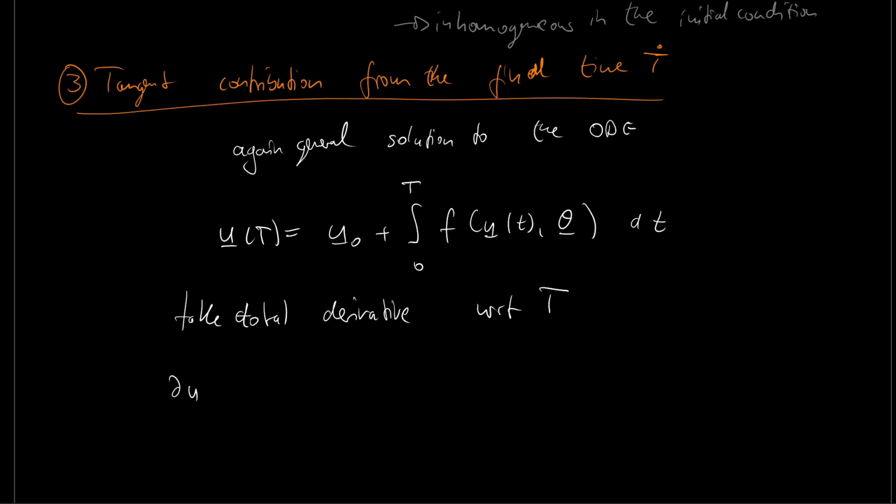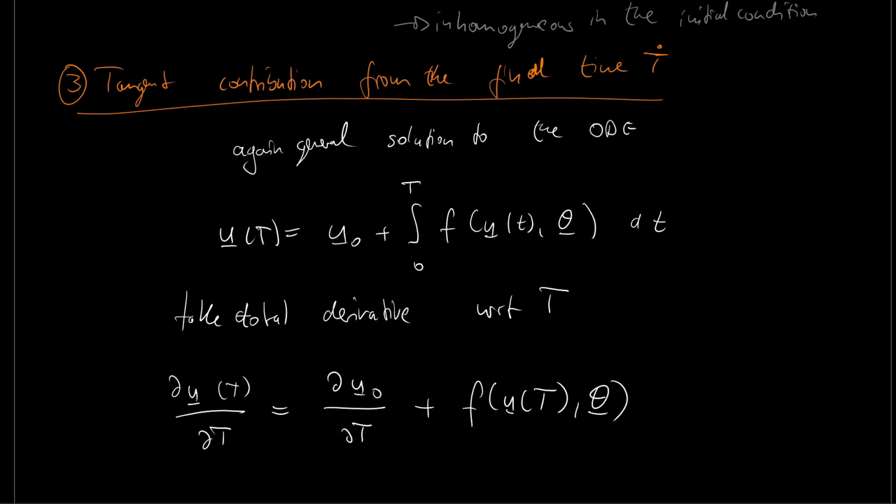Then we have the derivative of u at the final time with respect to how long the integration time was, which is equal to the derivative of the initial condition with respect to t plus, and now we have to be careful, now the dependency on capital T for this integral is in its upper limit. So the inner part of the integral does not depend on that, only on the limit. In this case, we can simplify, and this will just be the evaluation of the integrand at the final time. So it is f evaluated at u at capital T and theta.